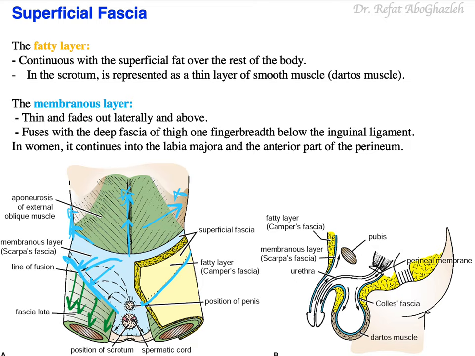Where is that exactly? You know the inguinal ligament? This is the inguinal ligament, a shadow of the inguinal ligament from the anterior superior iliac spine to the pubic tubercle here. So one finger breadth, أصبع واحد, below the inguinal ligament is the line of fusion of the membranous layer with the deep fascia here. What's the significance of that?